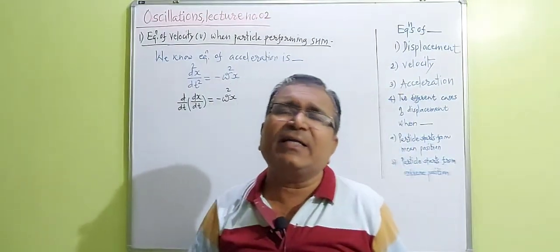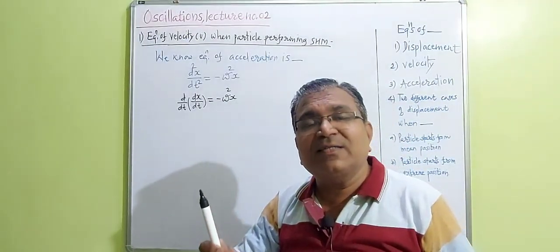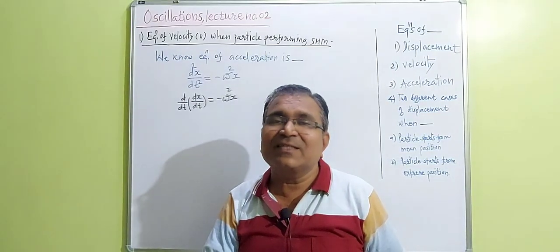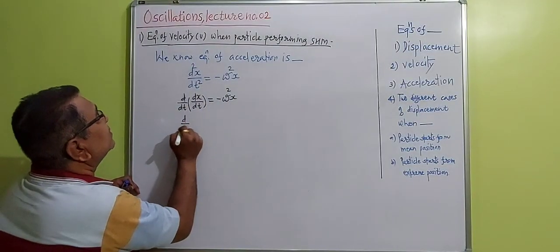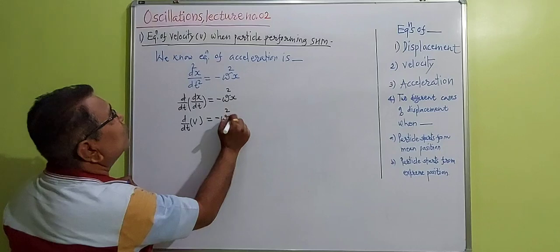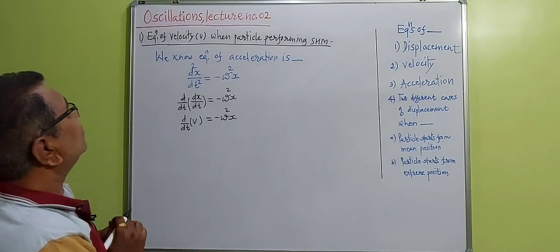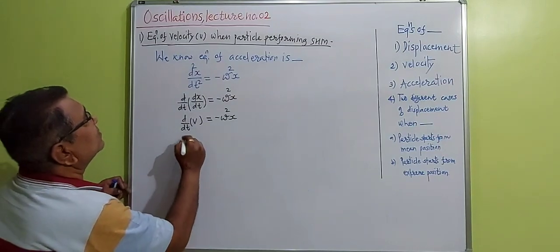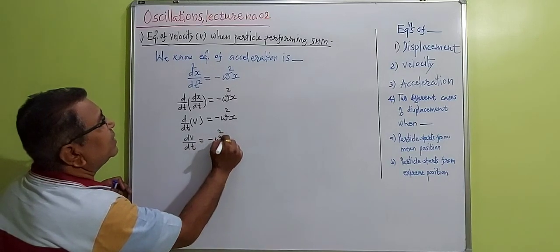So what is dx by dt? Dx by dt is nothing but the rate of change of displacement, and the rate of change of displacement is nothing but the velocity. So we will put here d by dt of v is equal to minus omega square x, or this may be written as dv by dt is equal to minus omega square x.